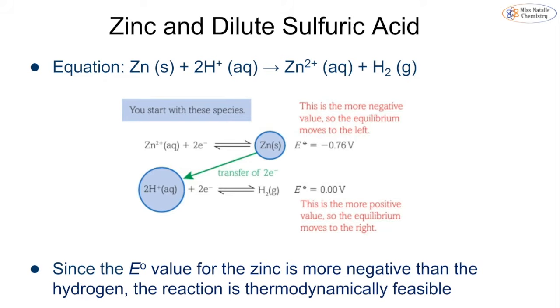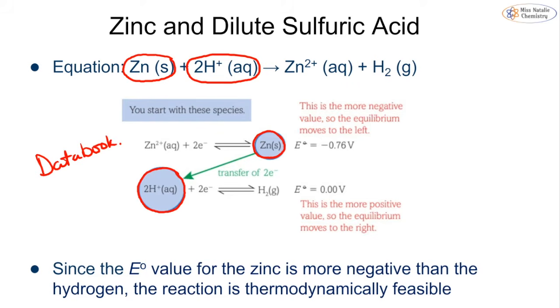I can do a similar thing looking at zinc and dilute sulfuric acid. So this is the equation where we start with the zinc metal and the hydrogen ions, because remember the sulfate is going to be a spectator ion, and we want to move to get to our products of zinc 2 plus and H2 gas. So I'm going to circle my reactants in my equations. So remember, you lift the equations straight from the data book. That is where you will find these equations plus these values. And I want to make my products here.